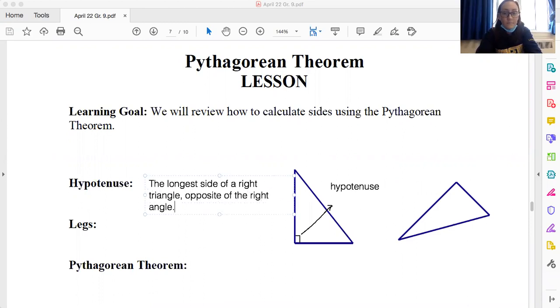The other two lines of the triangle are called legs, and that's what forms the 90-degree angle. So this is a leg, and this is a leg. If we look at this triangle here, our 90-degree angle is here, so that means that this is going to be our hypotenuse. Our hypotenuse is usually labeled C, and the other two are A and B.